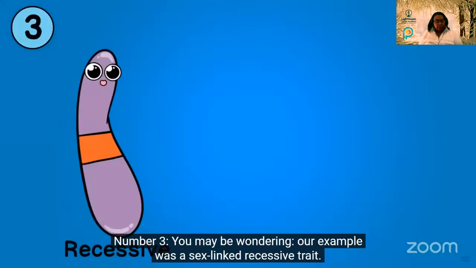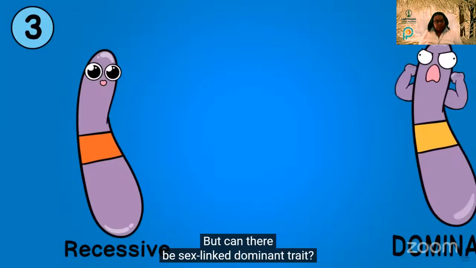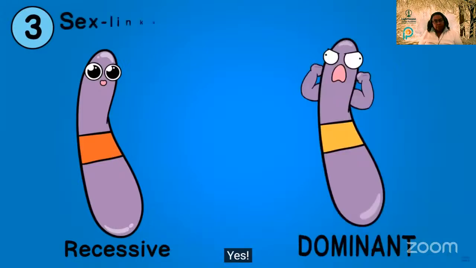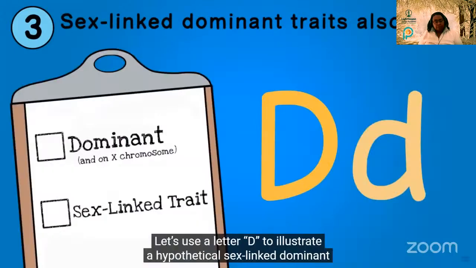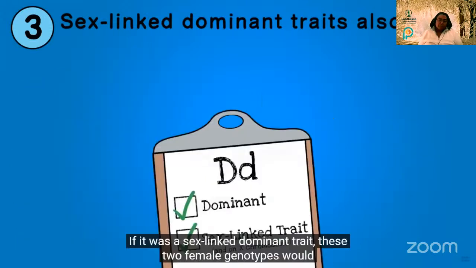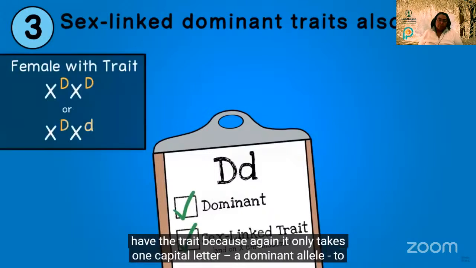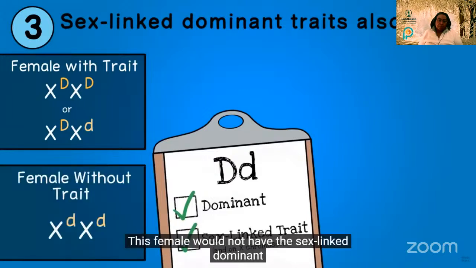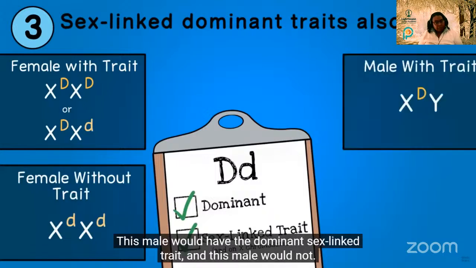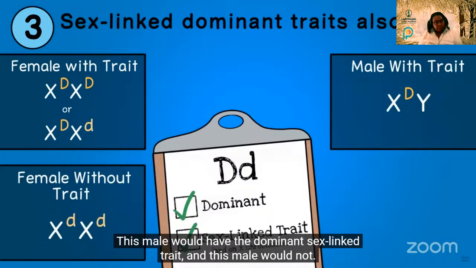Number 3, you may be wondering, our example was a sex-linked recessive trait. But can there be a sex-linked dominant trait? Yes, a sex-linked dominant trait means it would only take one dominant allele for the individual to have the trait. Let's use a letter D to illustrate a hypothetical sex-linked dominant trait. If it was a sex-linked dominant trait, these 2 female genotypes would have the trait, because again, it only takes one capital letter, a dominant allele, to have this dominant trait. This female would not have the sex-linked dominant trait. This male would have the dominant sex-linked trait, and this male would not.